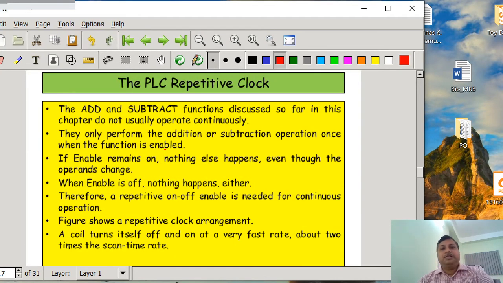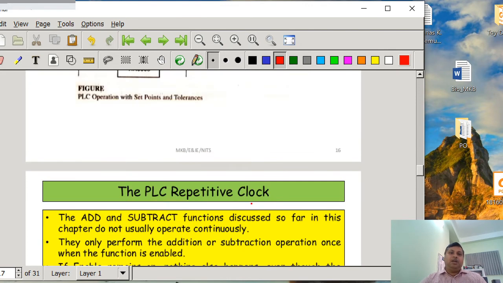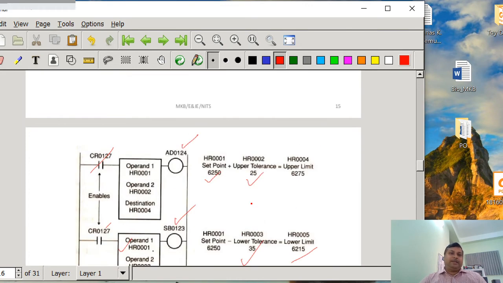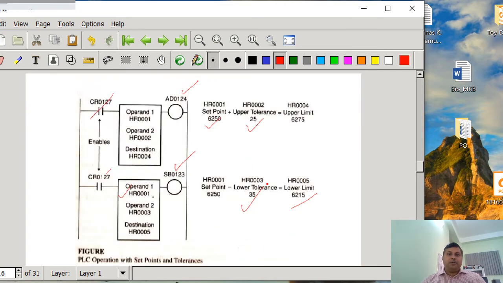Another important thing is the PLC repetitive clock. Suppose we have observed that for the adder as well as the subtractor, only whenever CR127 is on is the addition as well as the subtraction operation going to be performed. Suppose we want to develop an automatic enabling circuit for the adder and subtractor depending on the scan time of the PLC.